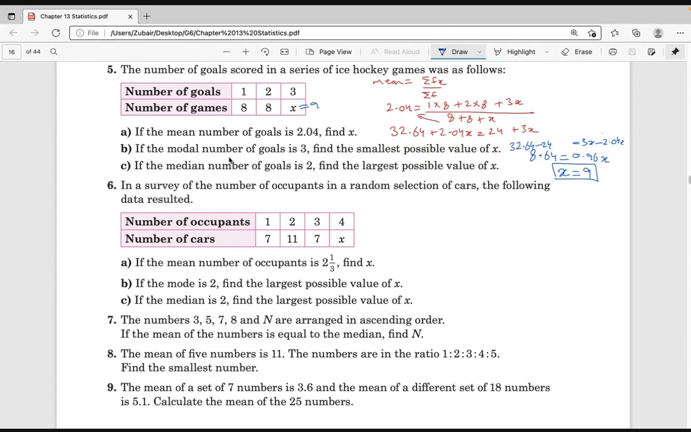B part says if the modal number of goals is 3, what is the smallest possible value of x? If the mode is 3, 3 should have the highest frequency. If I say x is 7, can it be the mode?